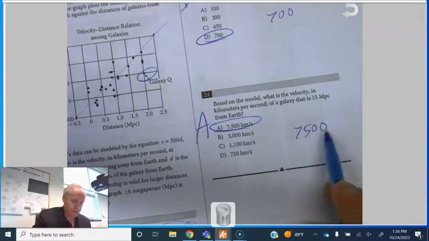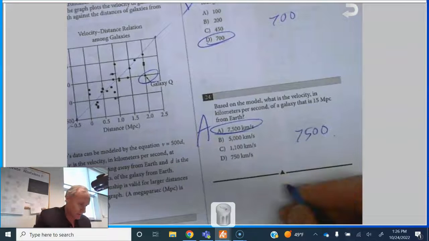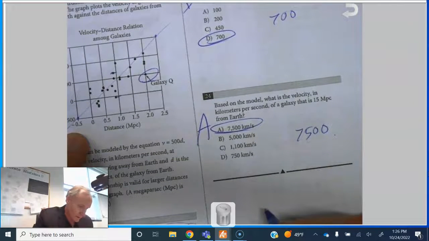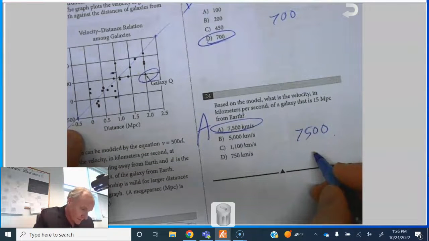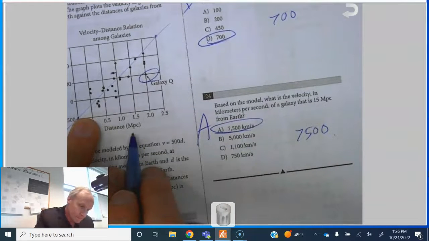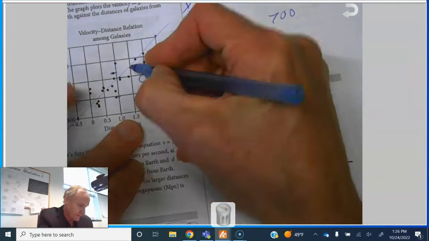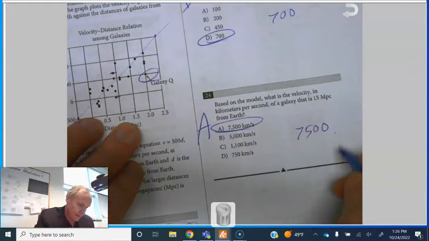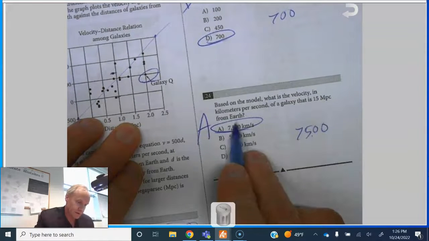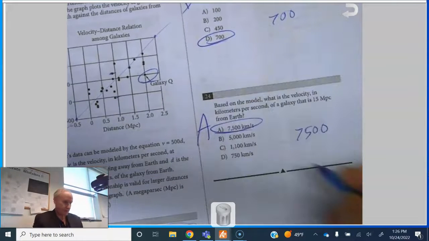Now, if the slope had changed more, then I would have had to have used the equation. The equation is something like, minus 500. Still, it's going to be about the same. 0.5 is at about 750, so we would expect that 15 would be 10 times as far. It's just a nice linear relationship there. All right, we're almost done.